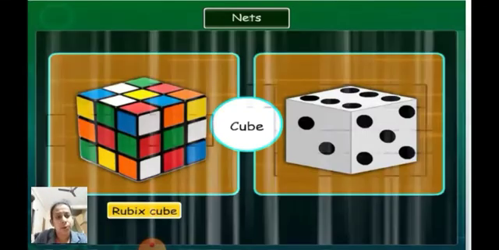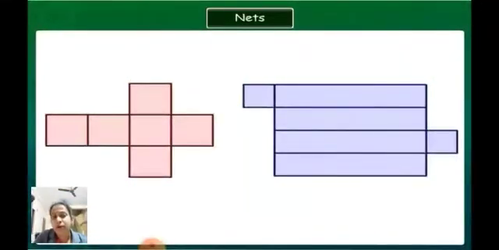Okay, here we are given a few nets. What you have to do is take a paper, or as homework you can draw this in your notebook, with the help of a pencil and a ruler. Try to draw such types of nets. In the first net, which is pink, all are made up of squares. That means all sides are equal. So when you are drawing, you have to draw like this.